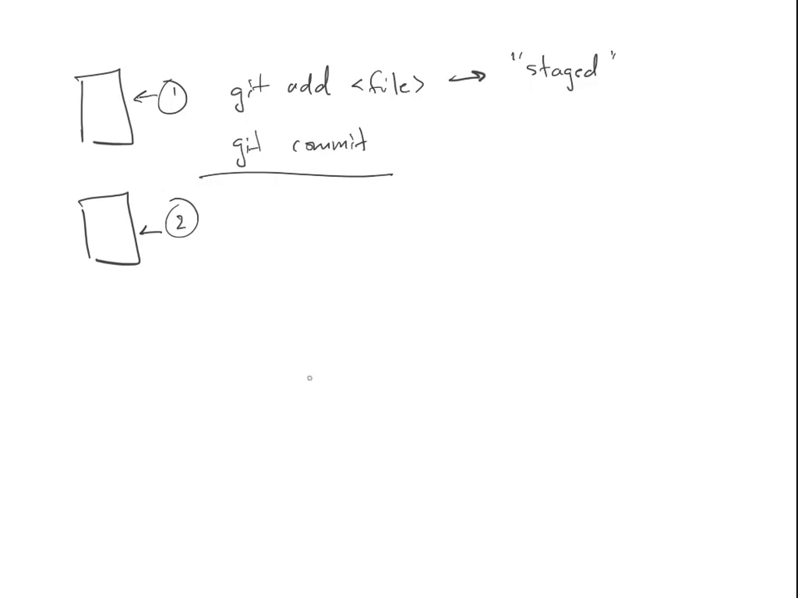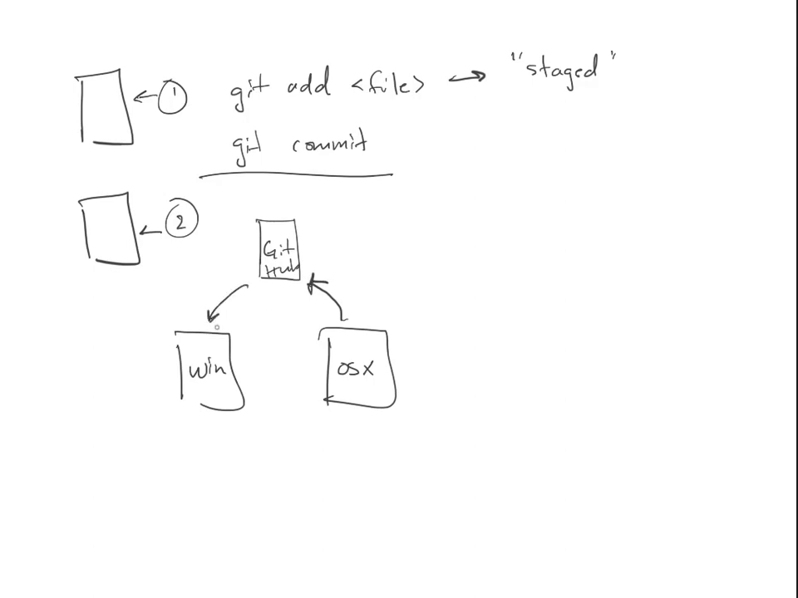And so let's say I have my Windows PC right here, and I have my OS X, and I'm using GitHub as kind of my central. So I need to put those files up here, and then I need to get those files over here. So the way I do that is I do a push command here, and over here I do a pull command.